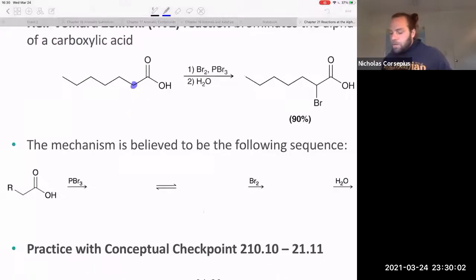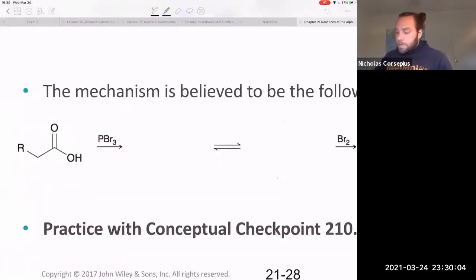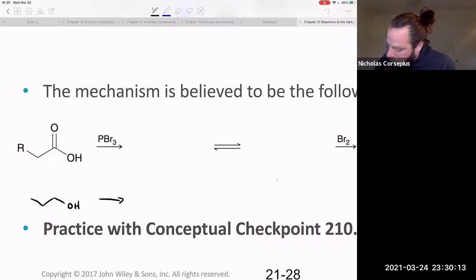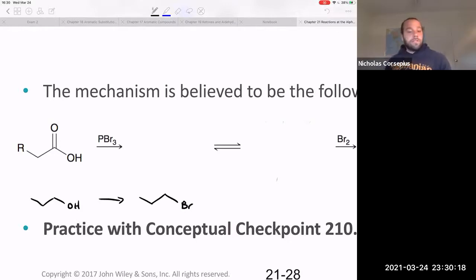So what does PBr3 do to our carboxylic acid? This actually probably should have been covered last chapter, but it wasn't. Remember, what does PBr3 do to alcohols? This is something we learned back last semester. You get substitution of the hydroxide group for a halogen. So it does the exact same thing here, forming an acyl bromide, an acid halide. I like calling them acyl halides, but whatever. But yeah, you get an acyl bromide that's formed.